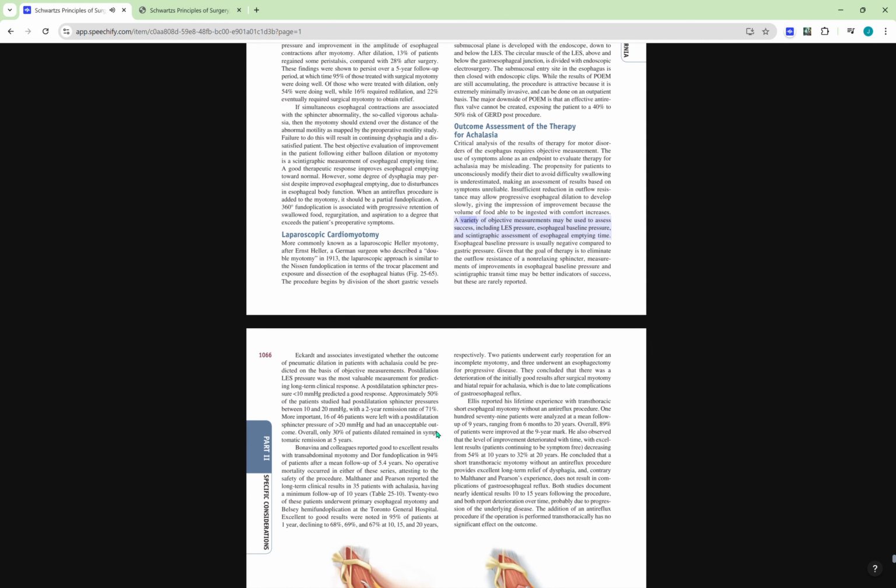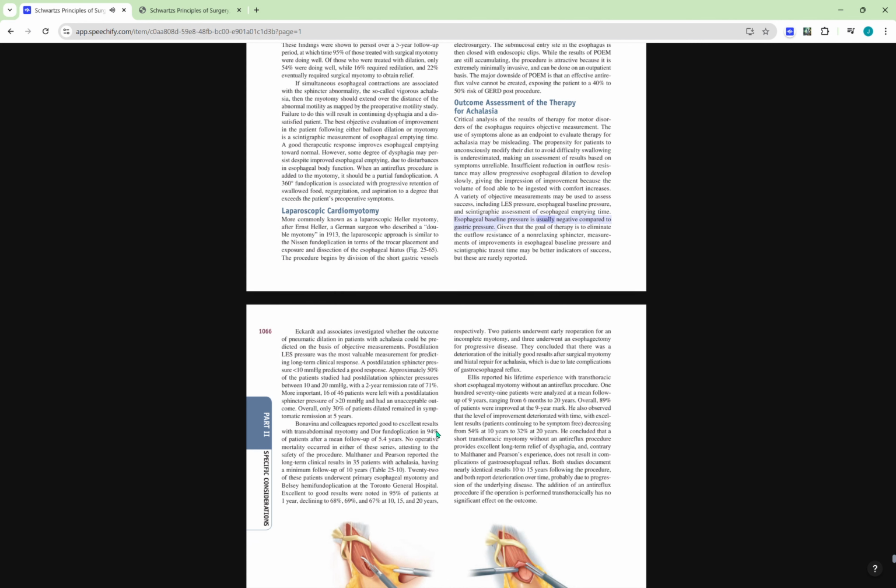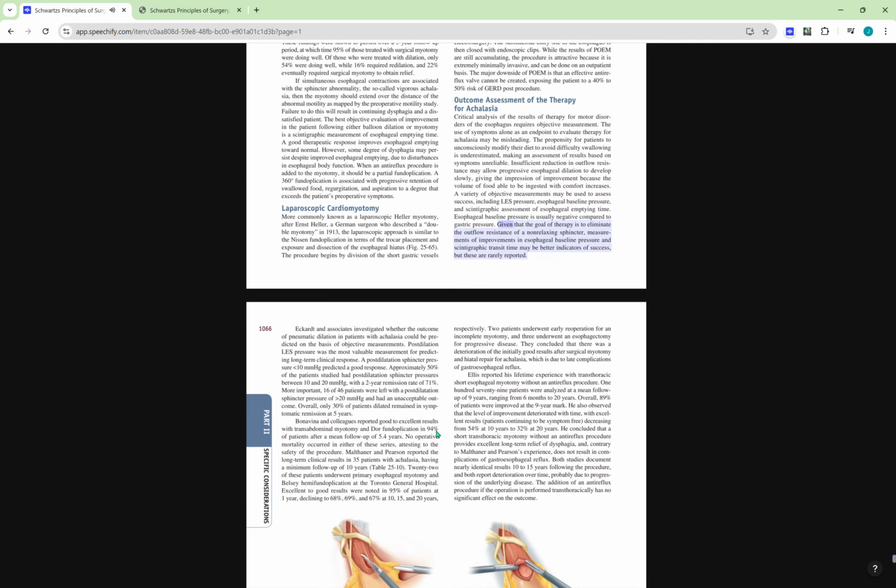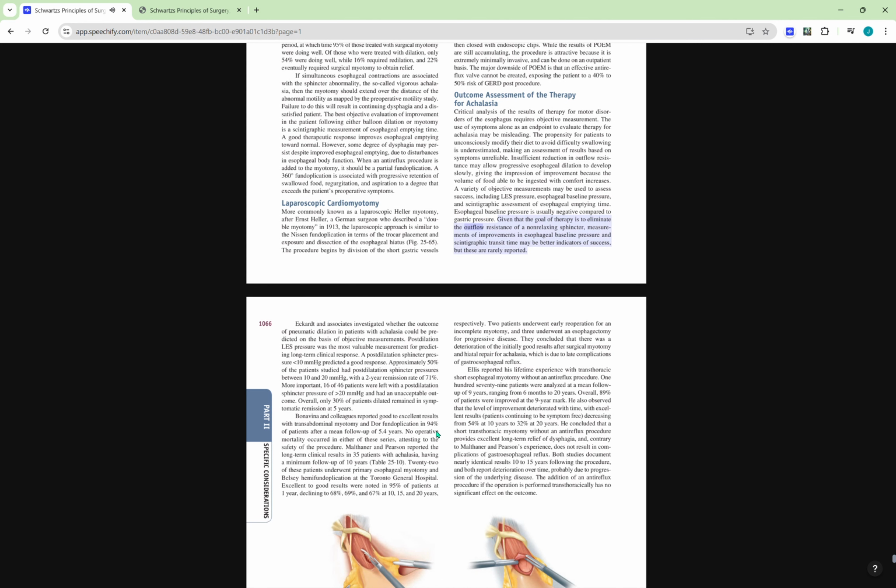A variety of objective measurements may be used to assess success, including LES pressure, esophageal baseline pressure, and scintigraphic assessment of esophageal emptying time. Esophageal baseline pressure is usually negative compared to gastric pressure, given that the goal of therapy is to eliminate the outflow resistance of a non-relaxing sphincter. Measurements of improvements in esophageal baseline pressure and scintigraphic transit time may be better indicators of success, but these are rarely reported.